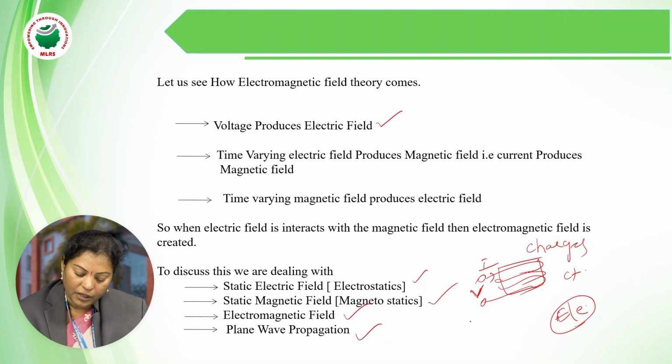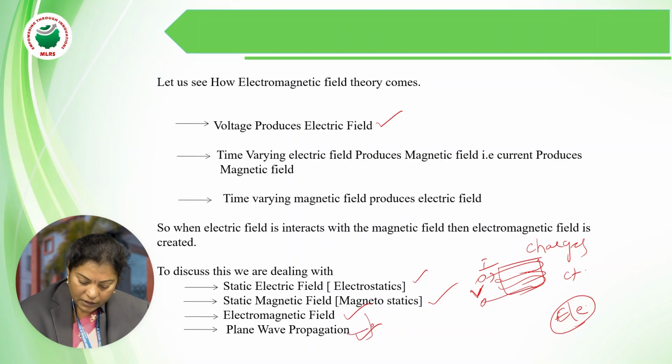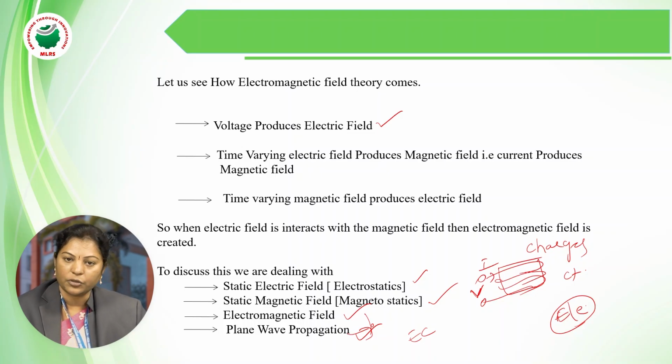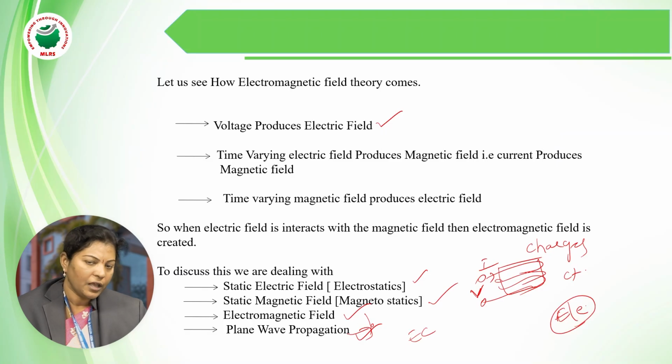Next, the particular quantity that wave is propagating in an electromagnetic field deals with plane wave propagation. This plane wave propagation is for EC students, who are dealing with microwaves and all. So these are the main modules in electromagnetic fields: electrostatics, magnetostatics, electromagnetic fields, and next, plane wave propagation.